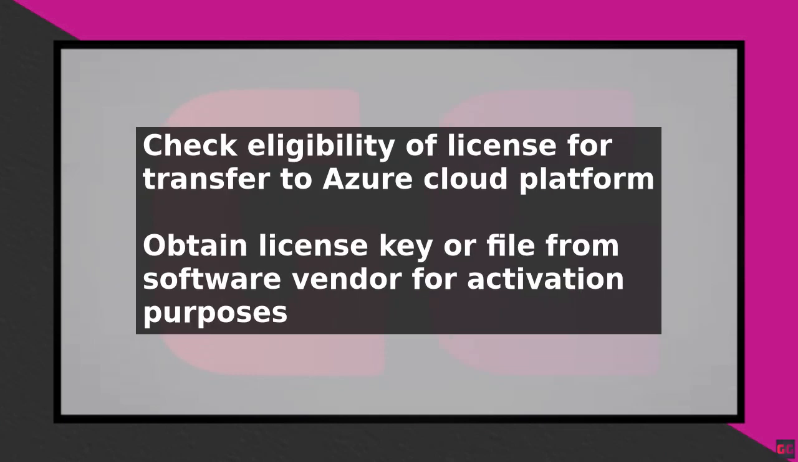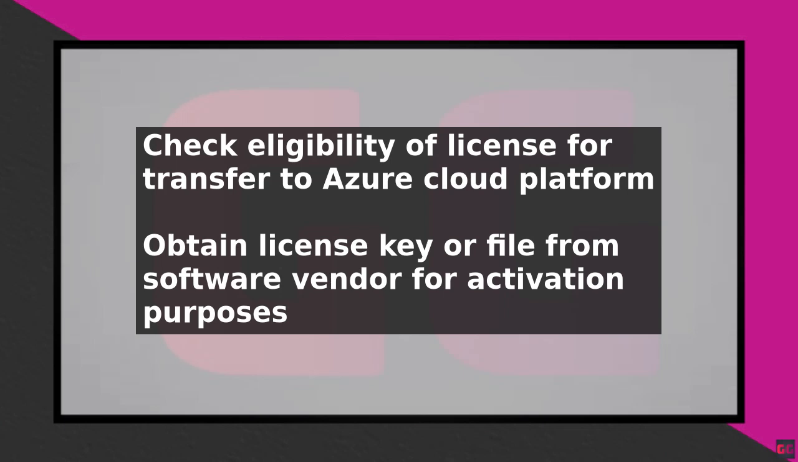the software vendor. The license key or file is used to activate the software or service on Azure. Once you have the license key or file, you can proceed to deploy the software or service on Azure. This involves creating a virtual machine or a container on Azure and installing the software or service. After deployment, you need to activate the software or service using the license key or file.